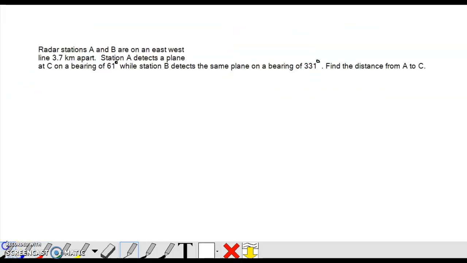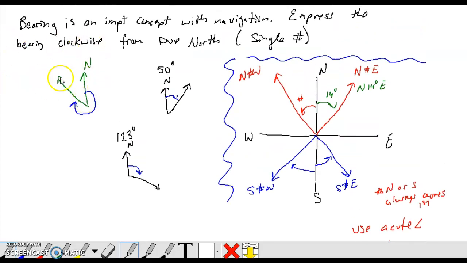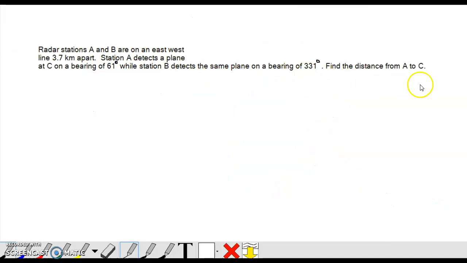It says radar stations A and B are on an east-west line 3.7 kilometers apart. Station A detects a plane at point C on a bearing of 61 degrees, while station B detects the plane on a bearing of 331. The 331 and 61 are going to be similar to this kind of bearing, single numbers. We want to find the distance from A to C.